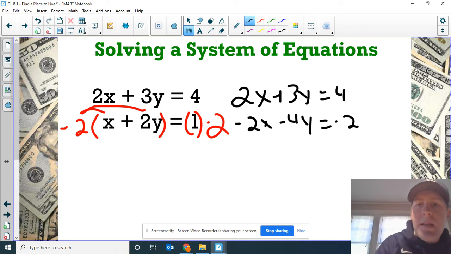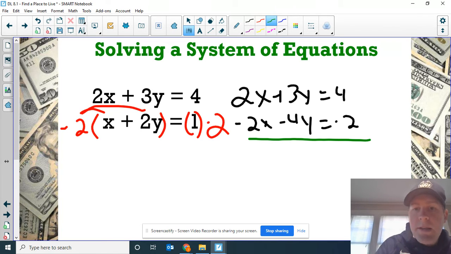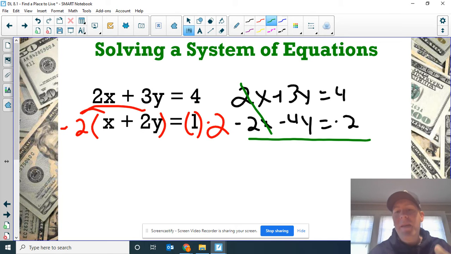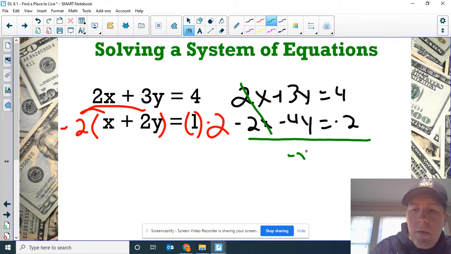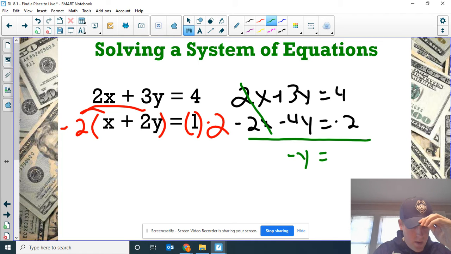Because now watch what happens. I'm going to go ahead now and add these equations together. So 2x minus 2x would be 0x, and 0 times anything is 0. So that cancels out. That becomes eliminated. Now my y's, 3y minus 4y would give me negative 1y, or just negative y. And then 4 minus 2 would give me 2.